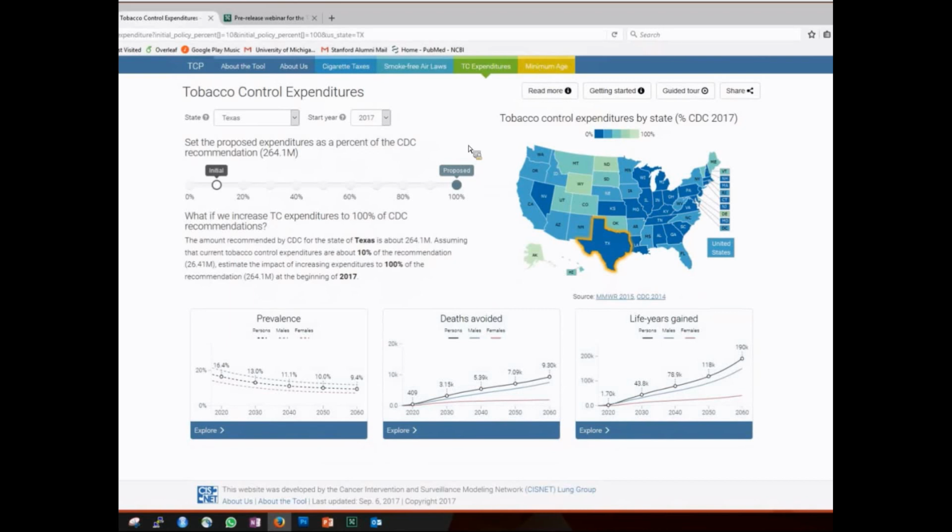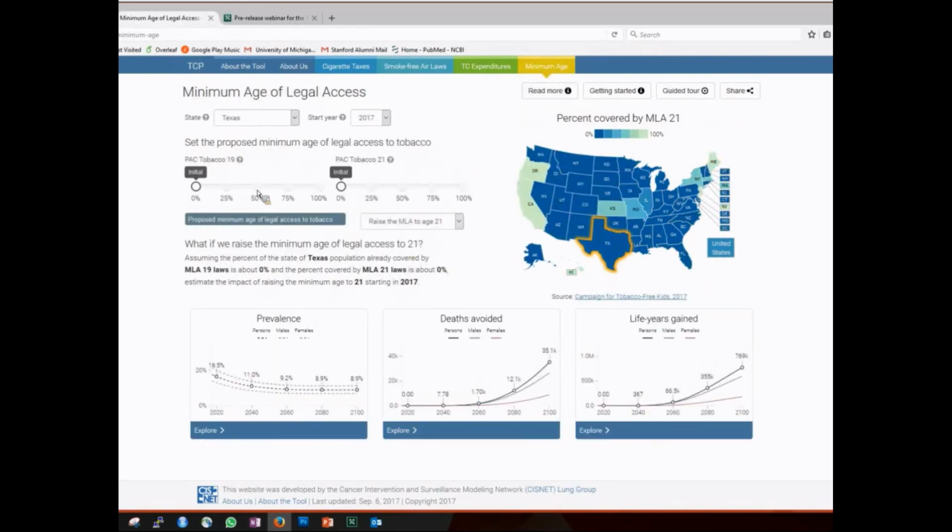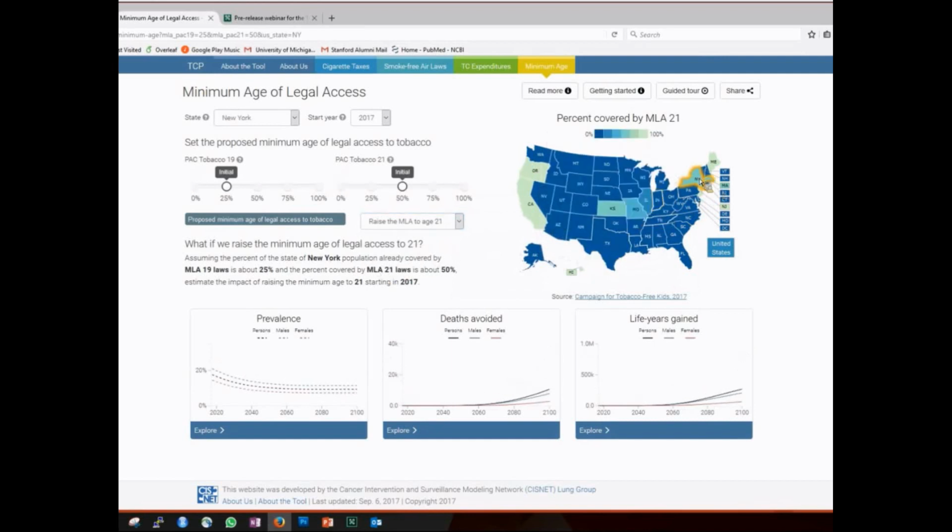And here we can take a look at minimum age. So again, we can choose a state like Texas, where the existing level of coverage of minimum legal age 19 and 21 laws is 0, and we want to see what the impact is of raising the minimum age up to 19, 21, or 25. If you click on a state like New York, New York already has some localities with tobacco 21 laws, and roughly 50% of the state is covered by minimum age laws at 21. So when you click the state of New York, the initial values pre-populate here, and all you have to do is choose the proposed minimum age that you want to simulate.